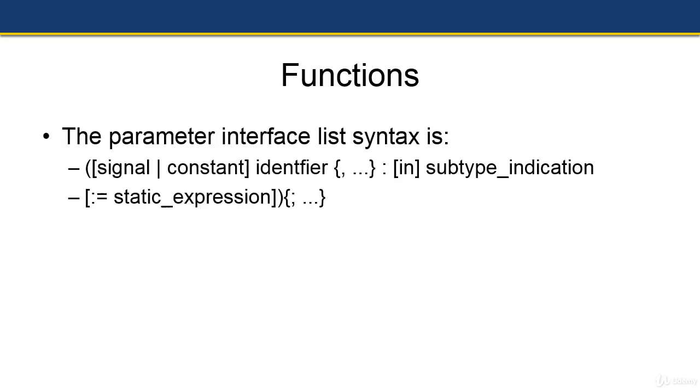The parameter interface list syntax is similar to that of a procedure, except that we do not have signal, constant, and variable. We only have signal and constant. Also, as far as modes are concerned, we only have mode of type in. We also can pre-initialize it to a static expression, just as we can with the procedural parameter interface list.